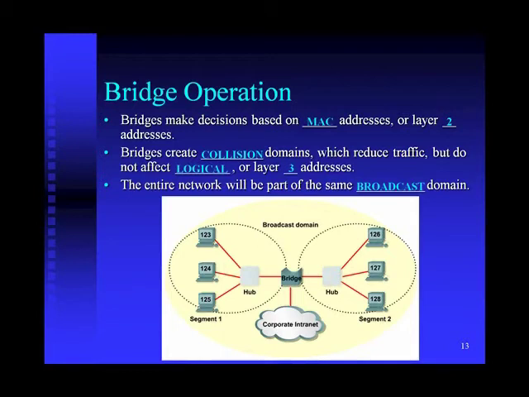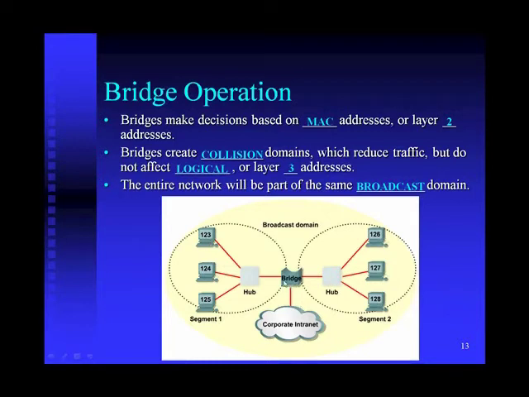If you take a look at this picture down here, we would have 2 collision domains with our dotted line, with segment 1 and segment 2, but one big broadcast domain. If you remember what a broadcast is, the broadcast is trying to send out to every single computer. So if computer 123 wanted to send to every single computer, it would send out a broadcast.